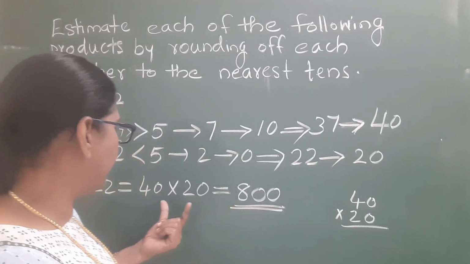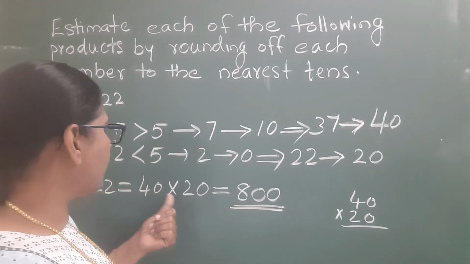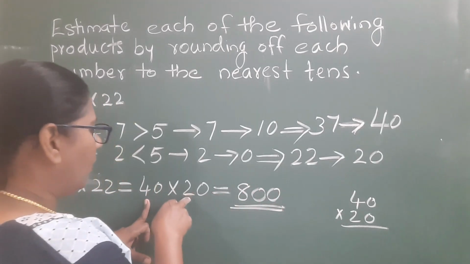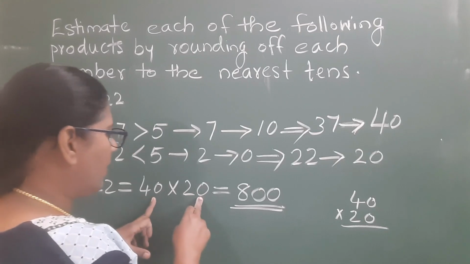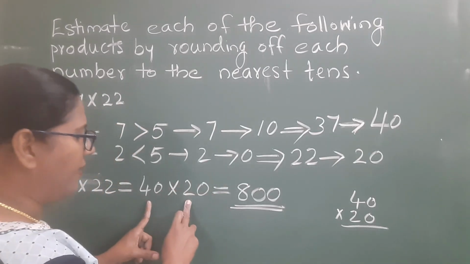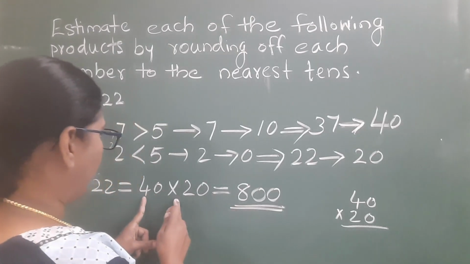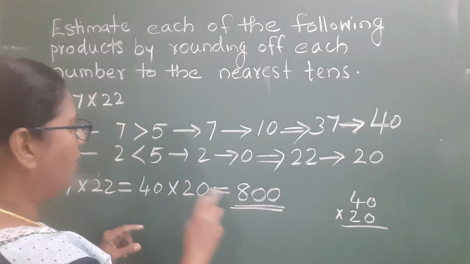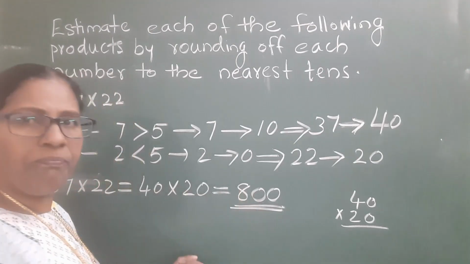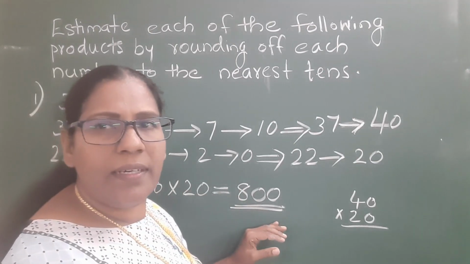How did we get it easily? Instead of multiplying 40 into 20, both the zeros I left out and 4 and 2 I multiplied. 4 2s are 8. After doing that multiplication, 4 2s are 8, then put both the zeros after 8. Then we got the answer 800.